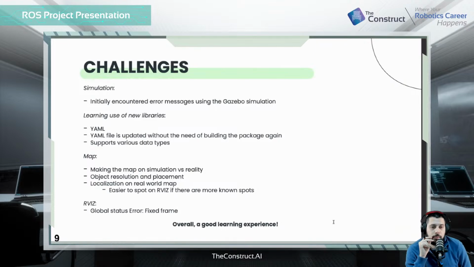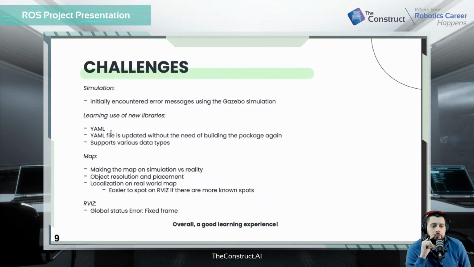And so the challenges I first came across: I initially encountered a lot of error messages using Gazebo. I do not know why, maybe because I was used to Gazebo and ROS2 basics. However, running it in the navigation, when you do source install just to set up, it gives you random error messages sometimes.